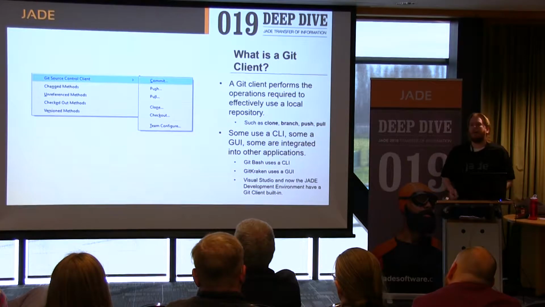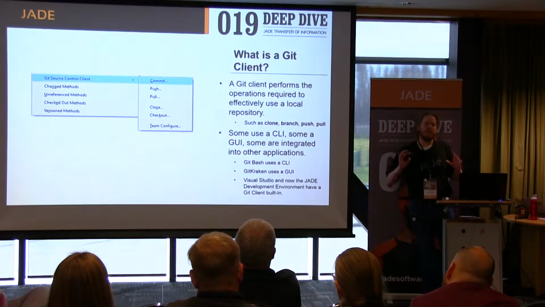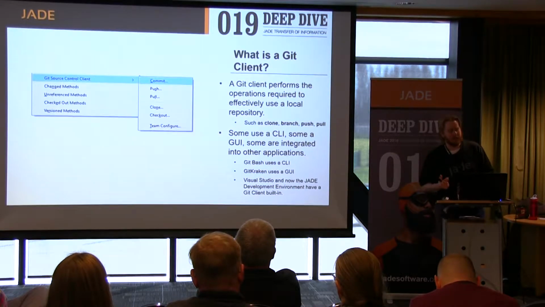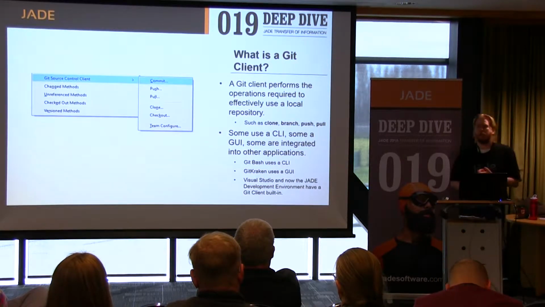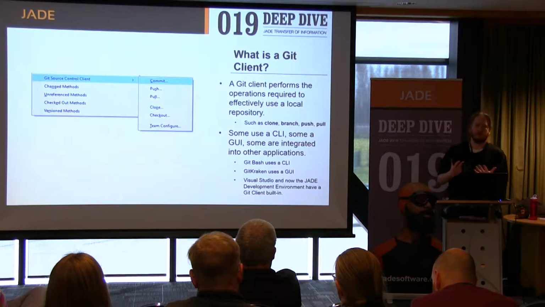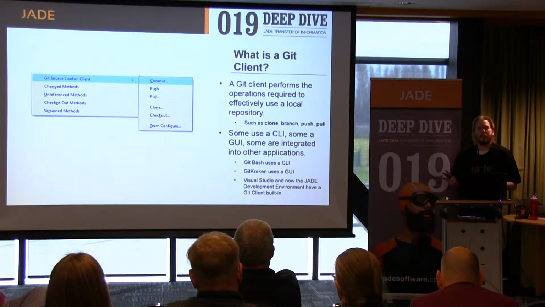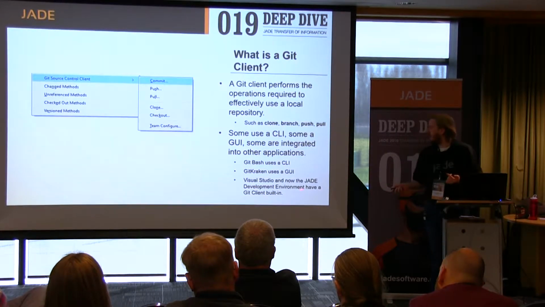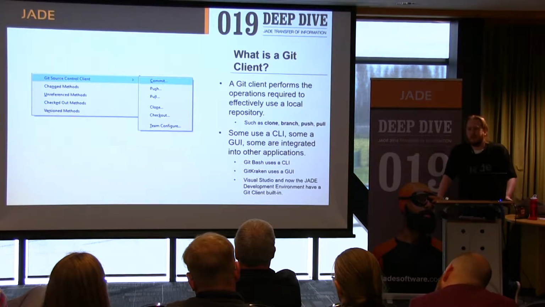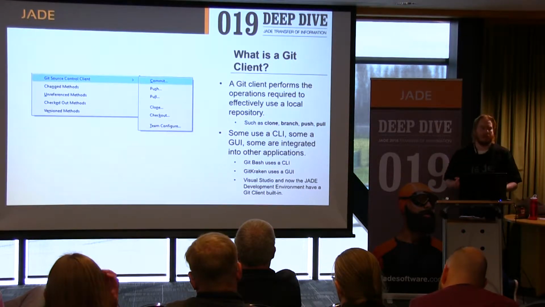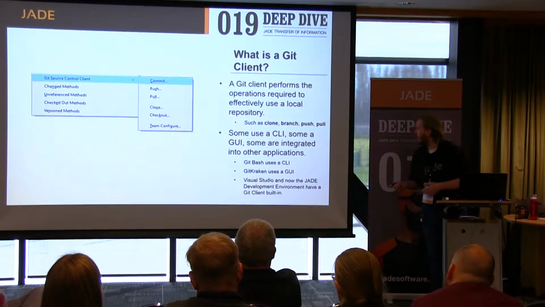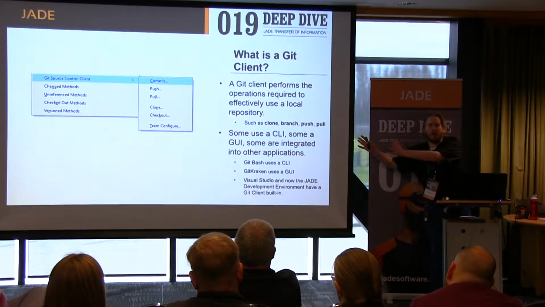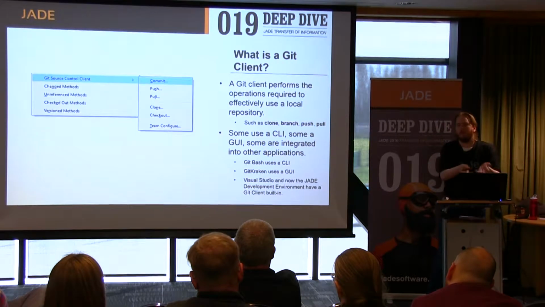There's also a third kind of Git client, which is ones integrated into other technologies. Generally you're looking at a development environment. One example would be Visual Studio, which has a Git client built in, so you don't have to leave your development environment to do your Gitting. What we've done is build one of these integrated Git clients into the Jade development environment. The idea being that you can do all of your Git commands without ever needing to leave your Jade development environment. You don't need to have Git Bash open in one window and Jade in the other. You can just do it all from your environment.